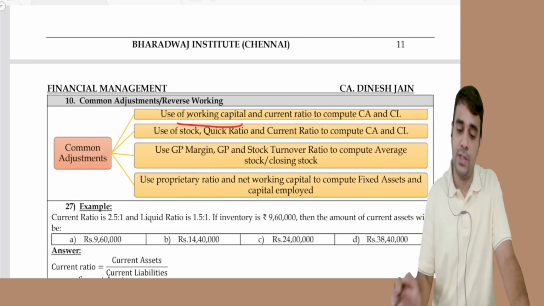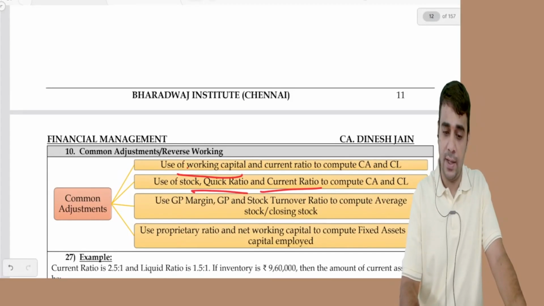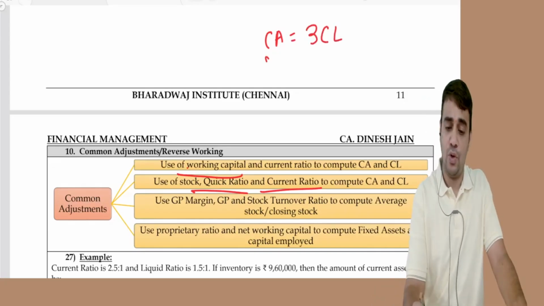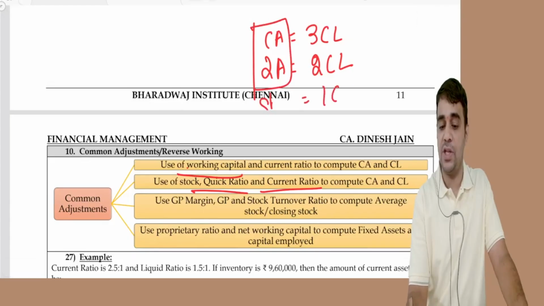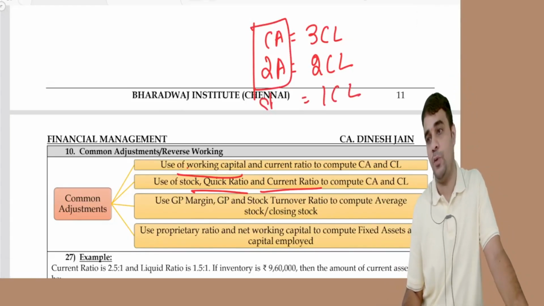Second thing they may do is they'll give you quick ratio and current ratio. Current ratio will say current asset is equal to 3CL, 3 times. Quick asset is equal to 2CL. The difference between these is the stock given in the question, which is equal to 1CL. Stock is equal to 1CL, 0.5CL, 0.25CL. This will give you current liability.